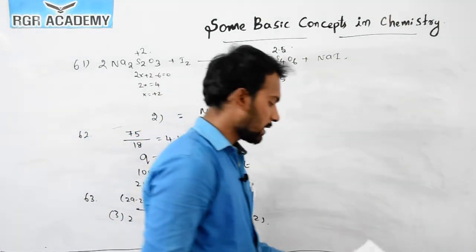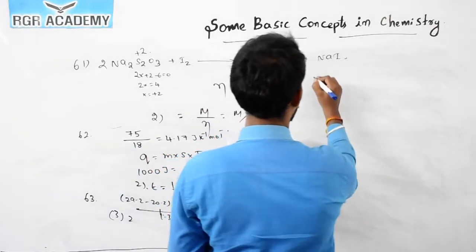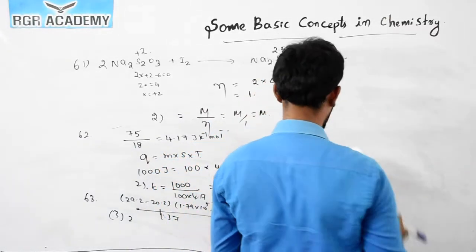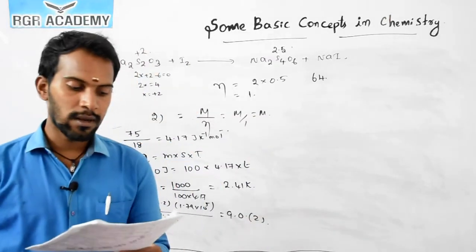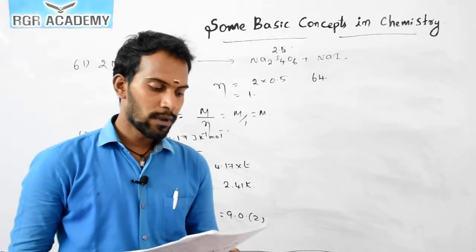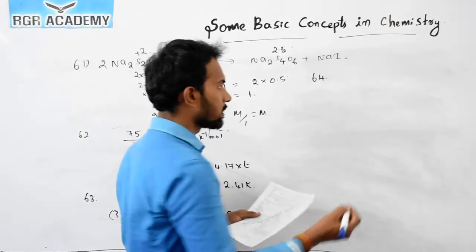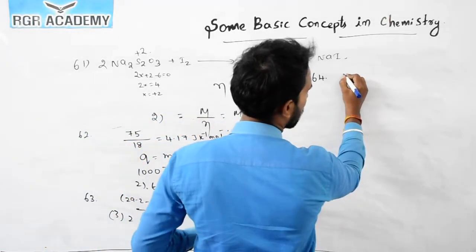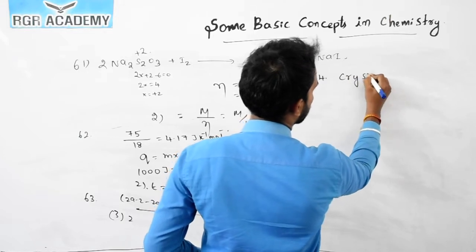Now the question number 64. A mixture of ZnCl2 and PbCl2 can be separated. So this ZnCl2 and PbCl2 can be separated by the crystallization method.